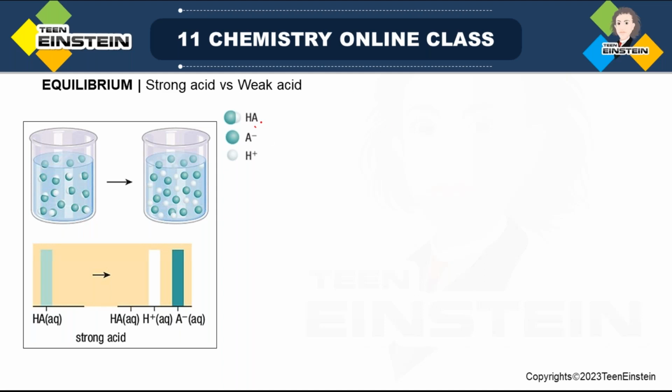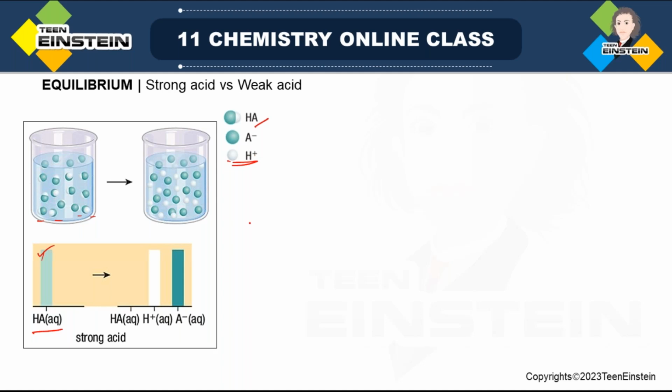So here in general, if we consider the formula of acid as HA, where H signifies the hydrogen atom and A is the rest of the part of the acid. After dissociation, it gives the proton H plus, which is this white colored sphere, and the green colored sphere, that is A minus, the anionic part of the acid. The left hand side is the undissociated condition, denoted by this color as you are seeing here.